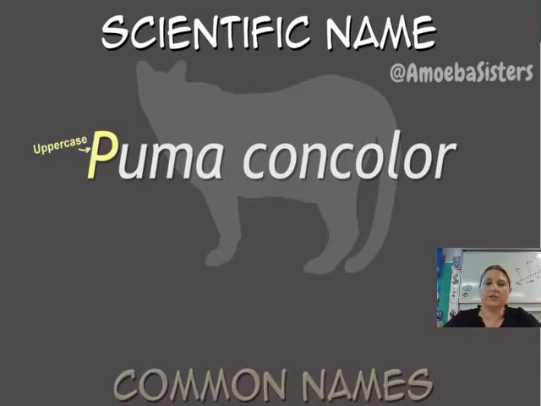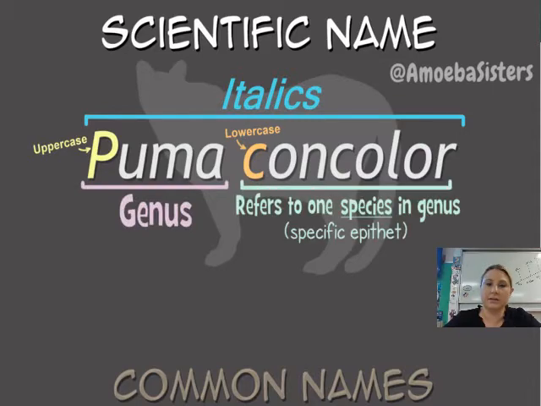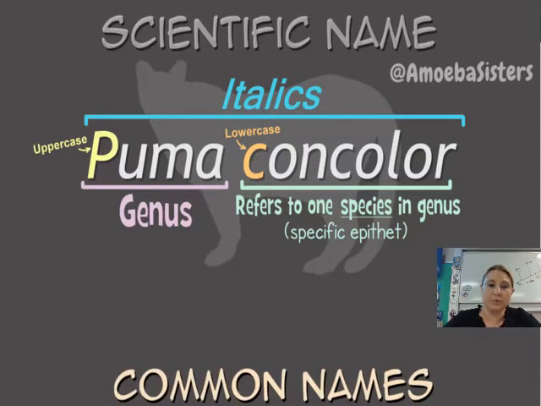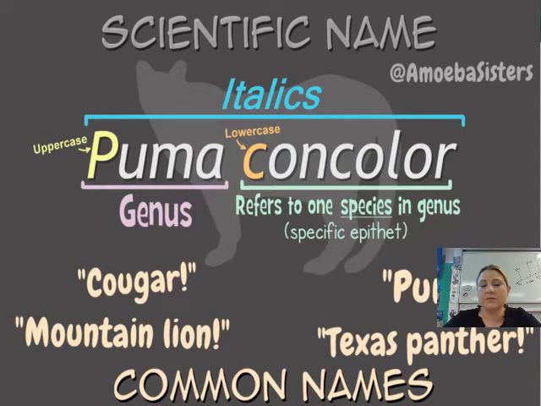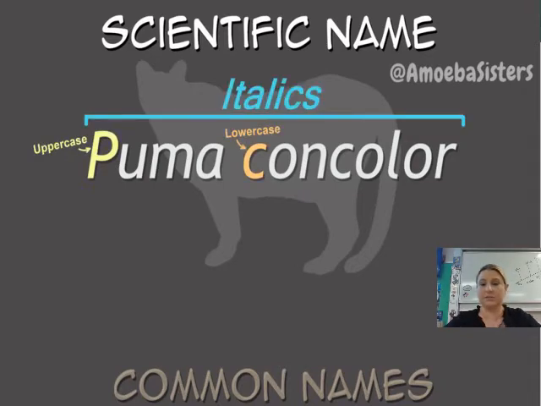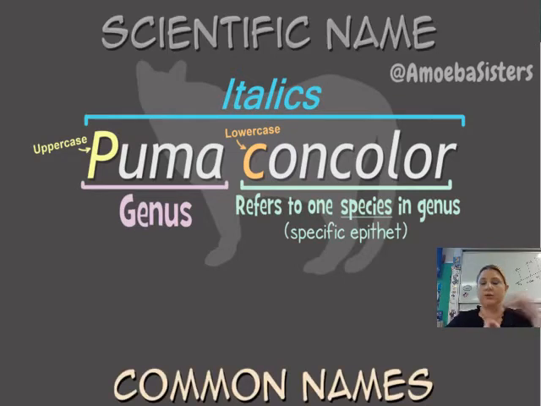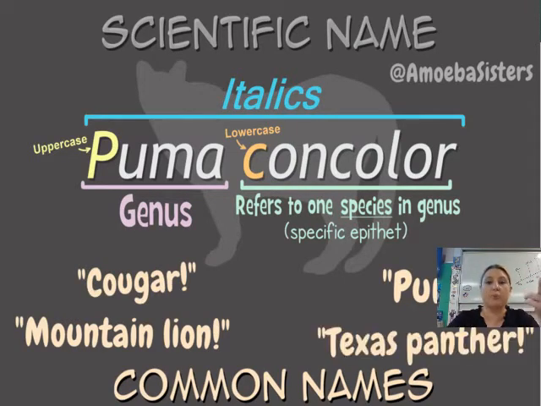So if we look at this, this is just a little graphic showing you scientific names. I've got Puma concolor. The genus is Puma, again, capital letter. The species, all lowercase, that's concolor. Everything is in italics. A common question on the EOC is to ask which one of these is a proper scientific name. You're looking for a capital letter on the genus. Is it in italics? Does it include both parts of the name, the genus and the species?